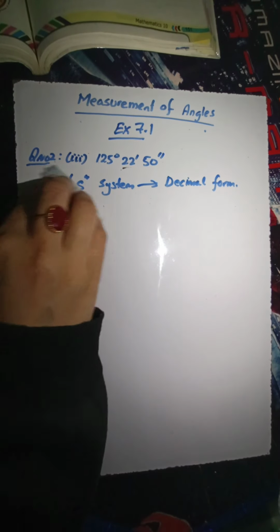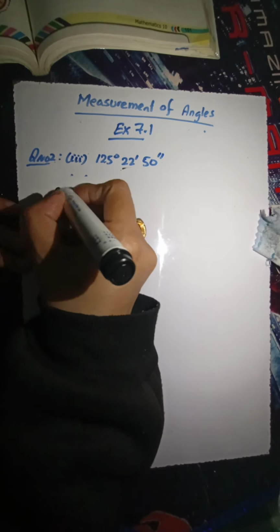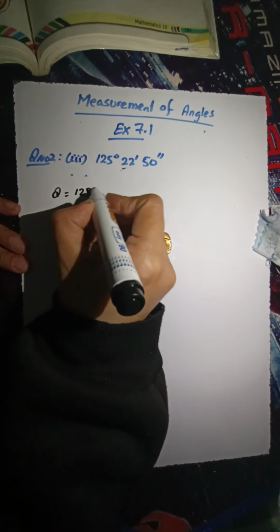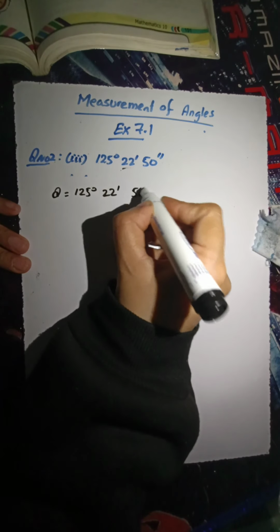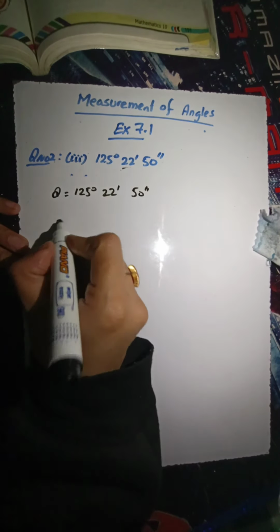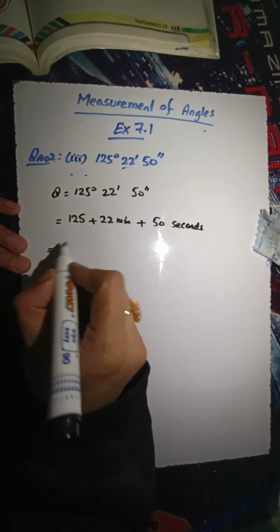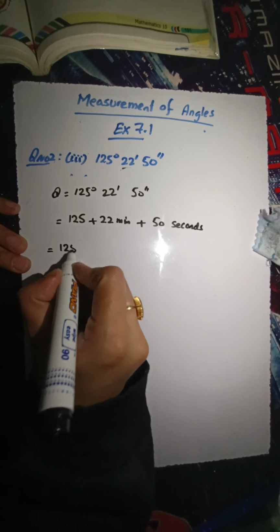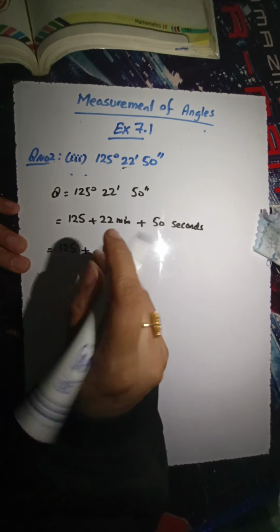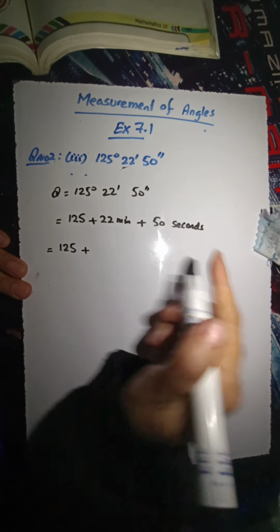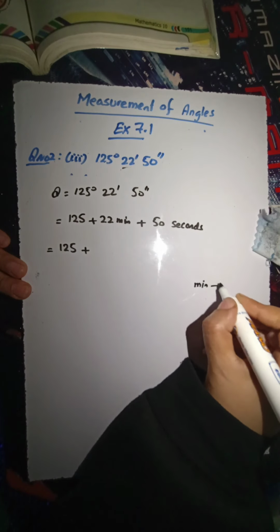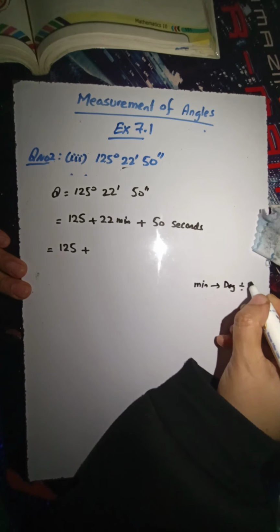Now we have to convert this into decimal form. So our angle is 125 degrees 22 minutes and 50 seconds. It means its measurement is 125 degrees plus 22 minutes plus 50 seconds. Now in order to convert all these into degrees, 125 is already in degrees, so we won't do anything to it, but to convert 22 minutes to degrees, when we go from minutes to degrees, we will have to divide by 60.